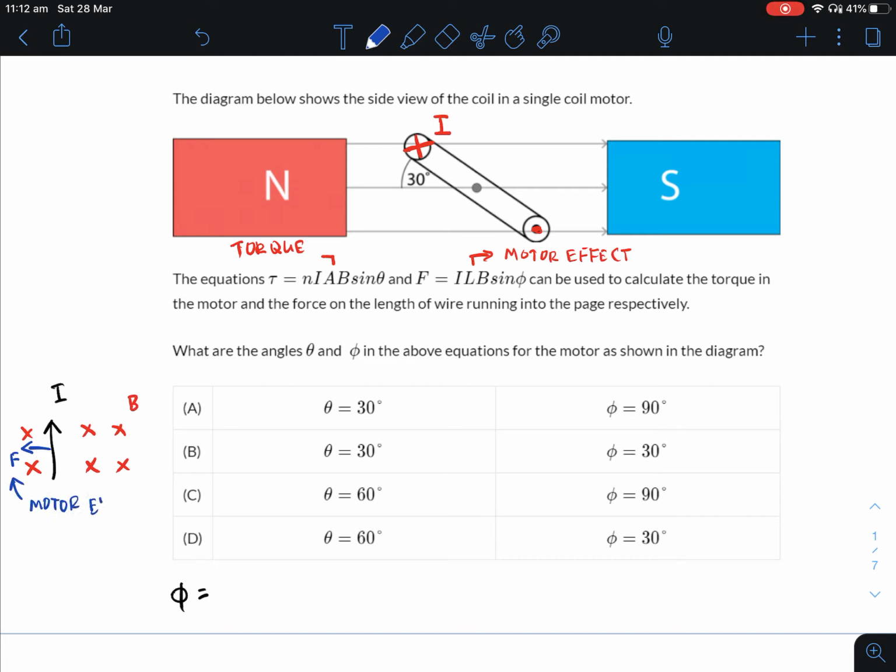And this force is because of the motor effect, okay? Well, what we're concerned with is phi. What about the sine phi at the end? Well, what is phi in this particular example? In this example over here, phi is 90 degrees. That's because phi is the angle between the conductor and the direction of the magnetic field. Let me just write this.